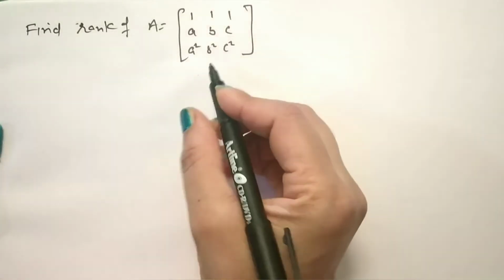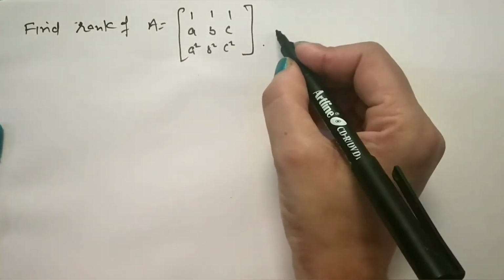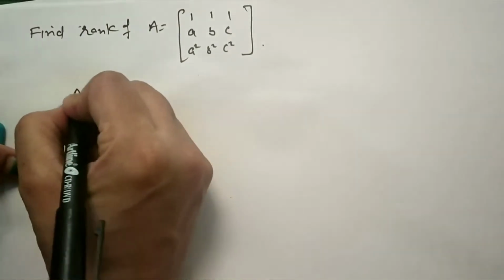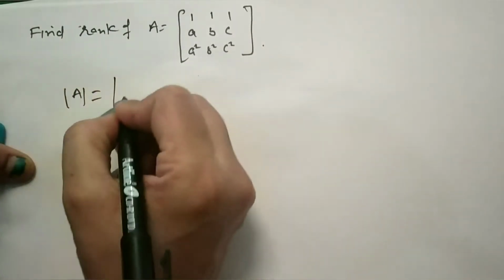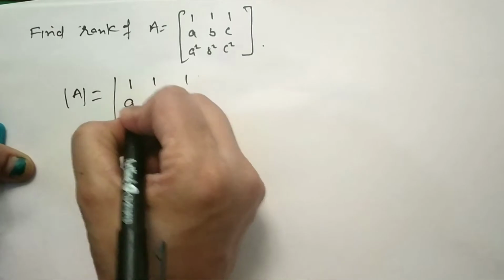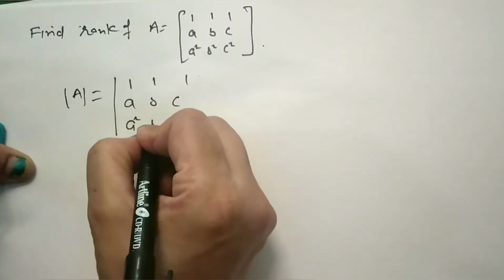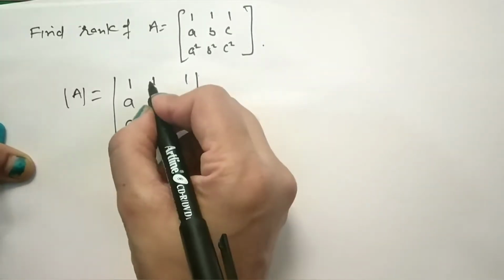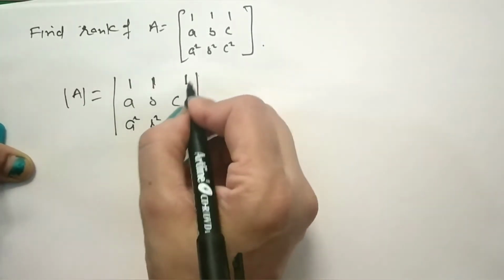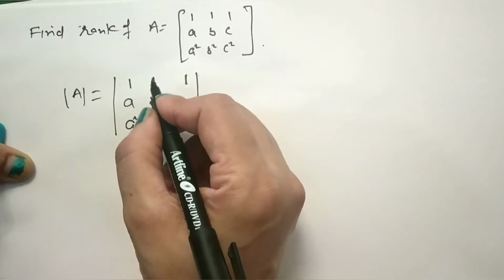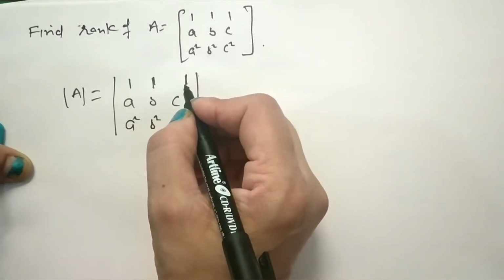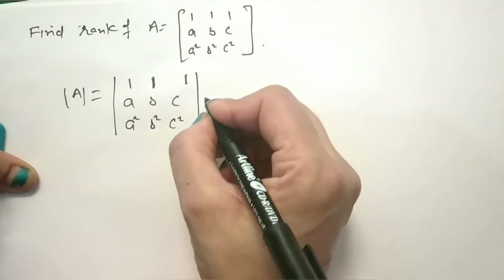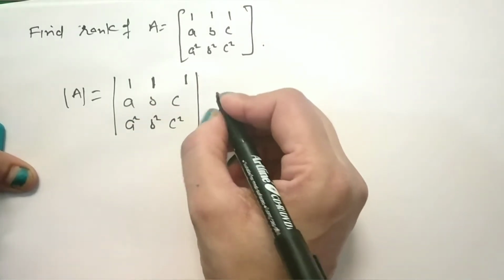Now students, to find the rank of this matrix, we will use the properties of determinants to find the determinant of A. So determinant of A here is 1, 1, 1, A, B, C, A square, B square, C square. Now we have to make at least two elements 0 in the first row, because it is 1, 1, so it is easy to make 0 here, to make the determinant possible to find in an easy way.